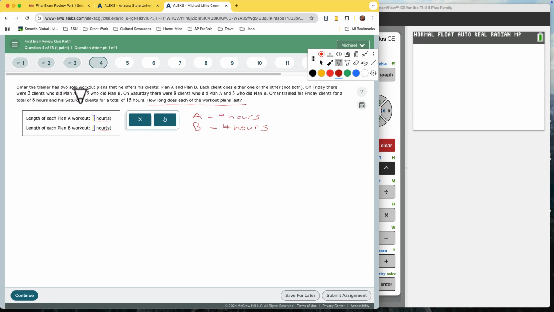Now we can go through and sort of look through this. Omar, the trainer, has solo workout plans, solo workouts. That means it's him and one person. Plan A and Plan B. Each client does either one or the other, not both. On Friday, there were two clients who did Plan A and 5 who did Plan B. Saturday, there were 8 clients who did Plan A, 3 who did Plan B. Omar trained his Friday clients for a total of 8 hours. The total, right? 8 hours. And Saturday, his clients for a total of 15 hours.